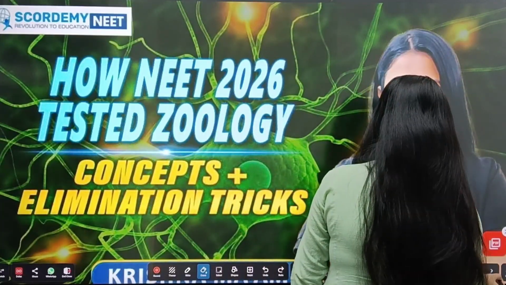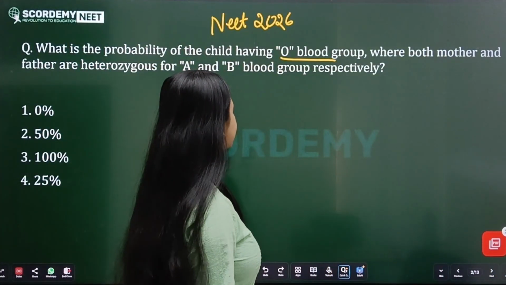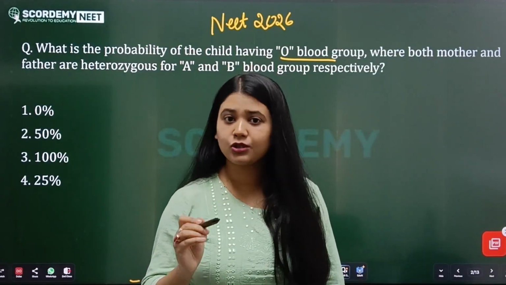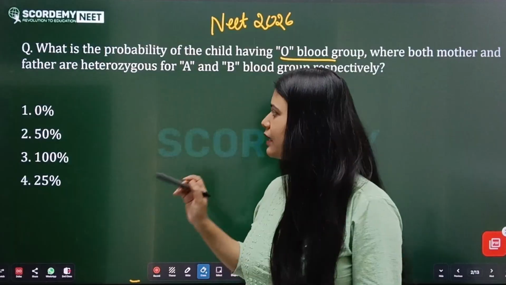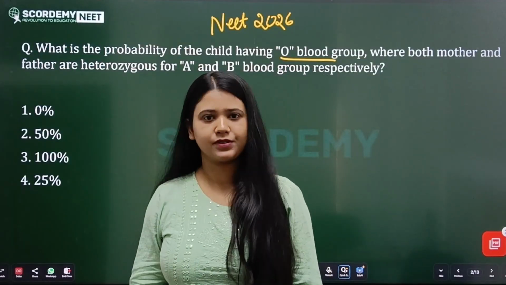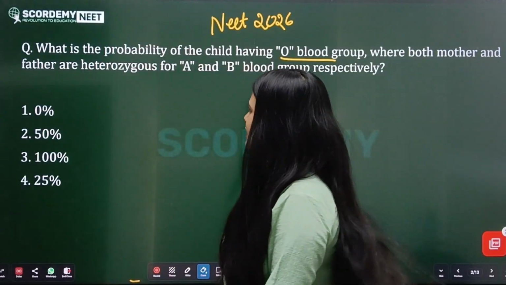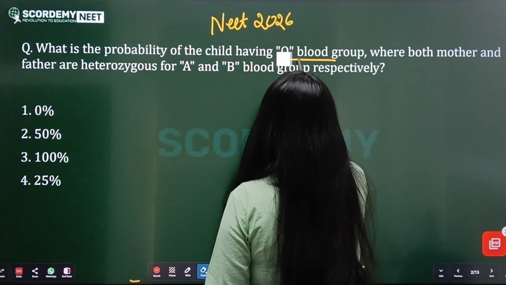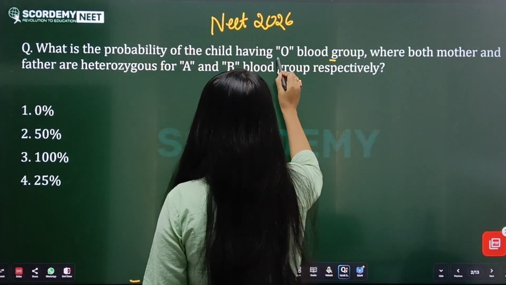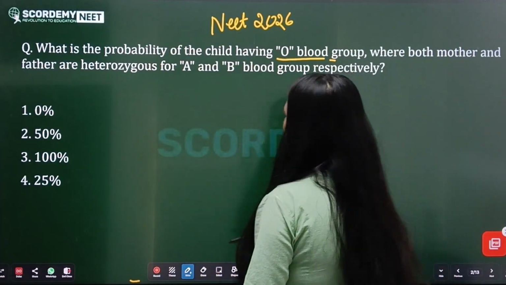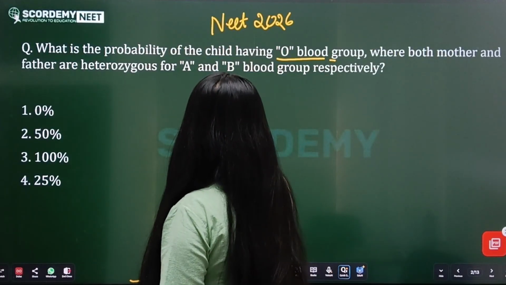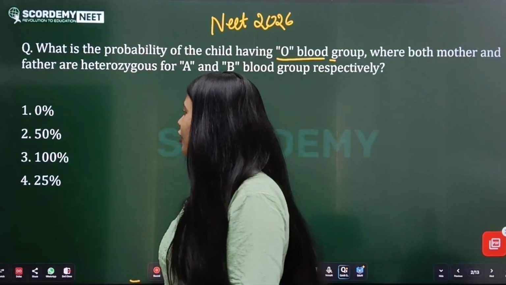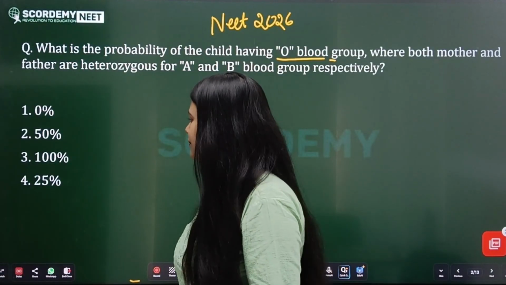We will be discussing around 6 to 7 questions from this NEET 2026 paper, but only from the zoology section. So first question is what they're asking: what is the probability of the child having O blood group where both mother and father are heterozygous for A and B blood group respectively. And the options are 0%, 50%, 100%, 25%.